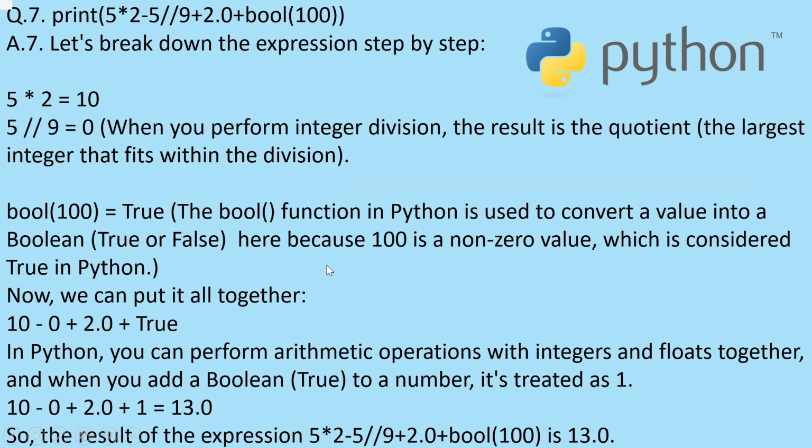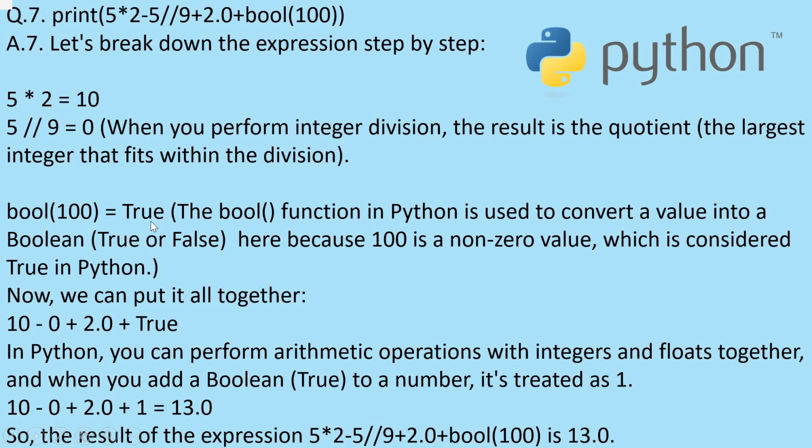Okay. Number 7. print(5*2 - 5//9 + 2.0 + bool(100)). So what will be the answer? So first I'll break down this expression into steps. First 5*2 is equal to 10. Okay, then 5//9 is equal to 0. When you perform integer division, the result is the quotient, the largest integer that fits within the division. So here 0 will be your answer.